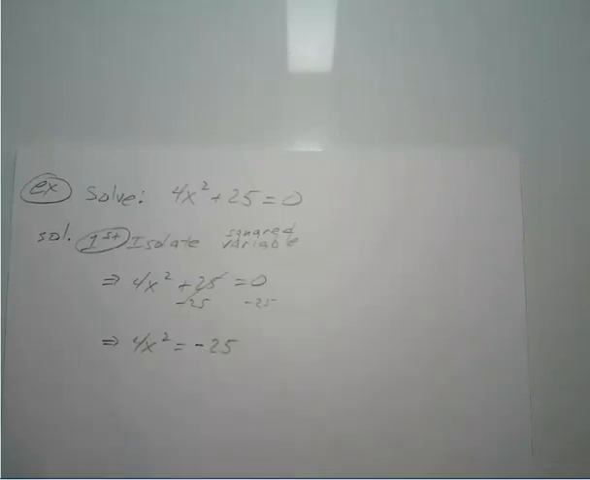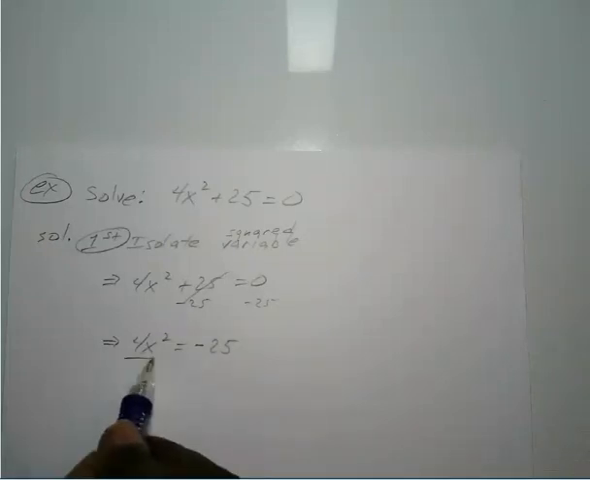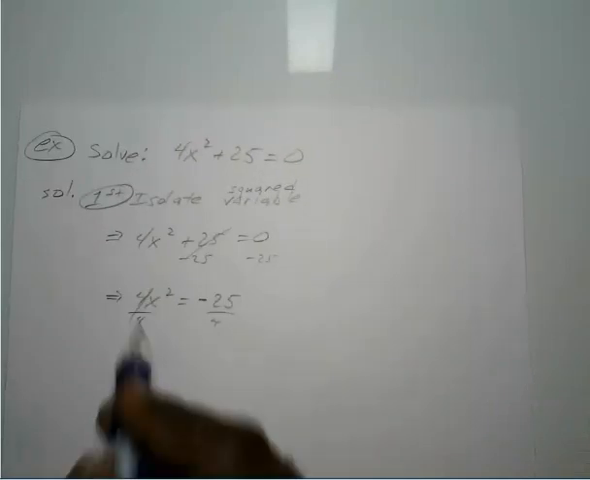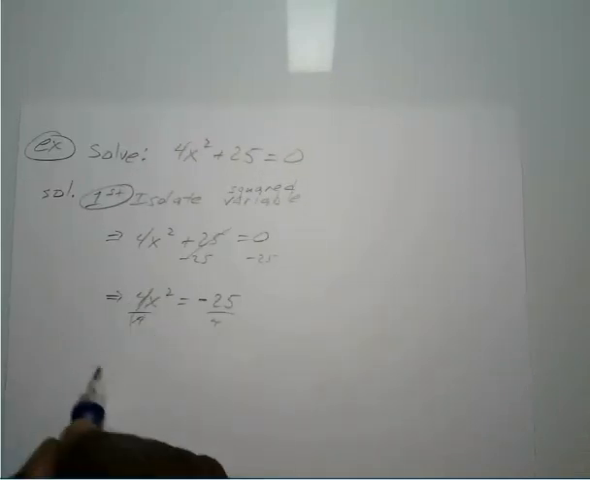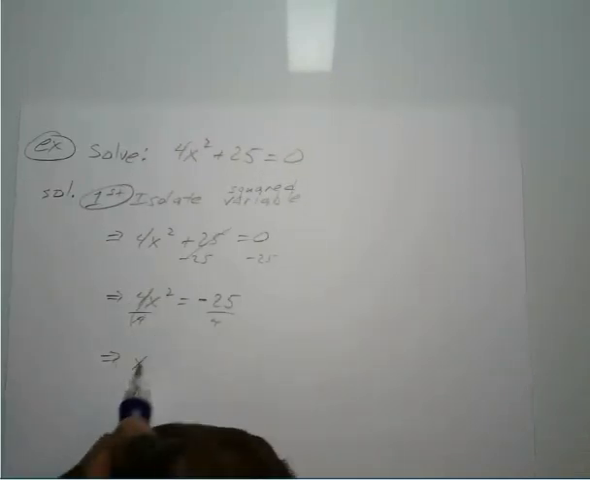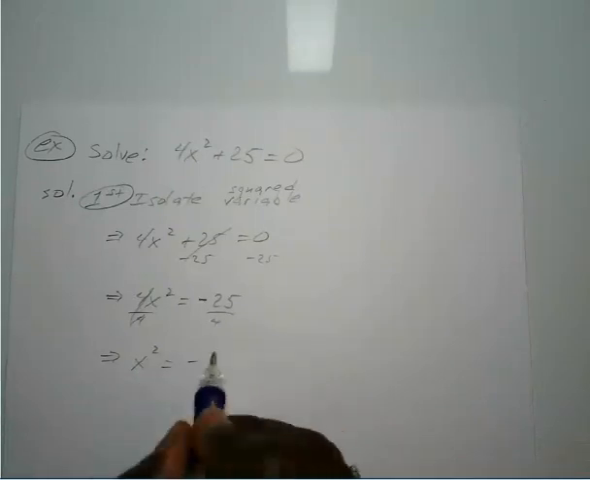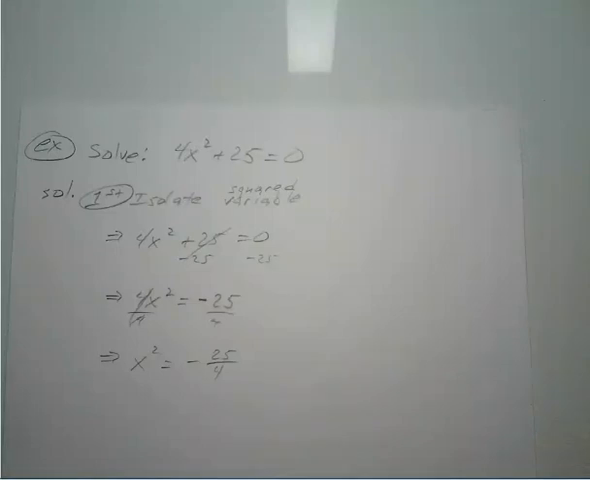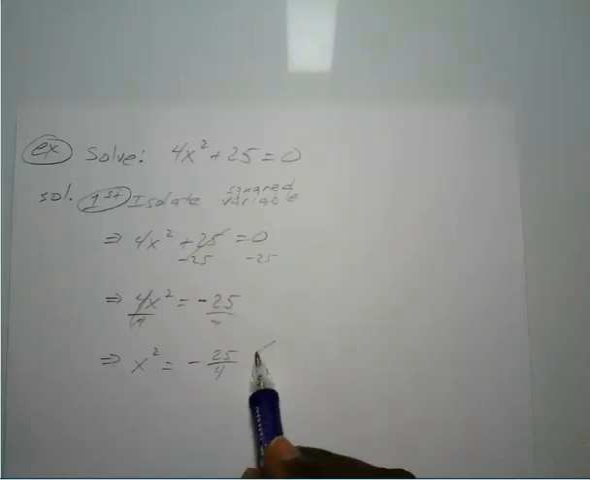Now in this case, we can go ahead and divide both sides by 4. Anything divided by itself is 1, so those two 4's cancel each other out. So we have x squared equals negative 25 over 4. Now that we've isolated our x variable, we just go ahead and square root both sides.